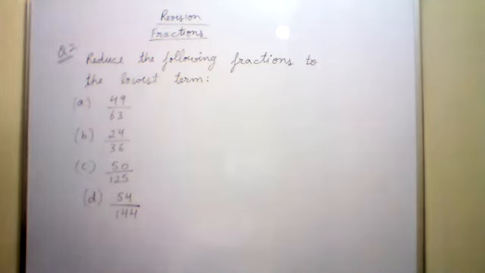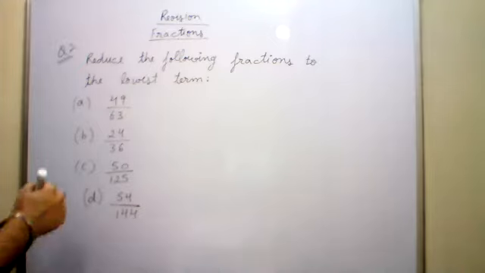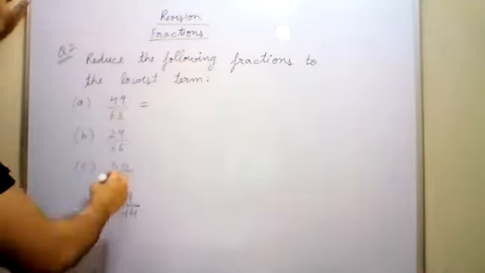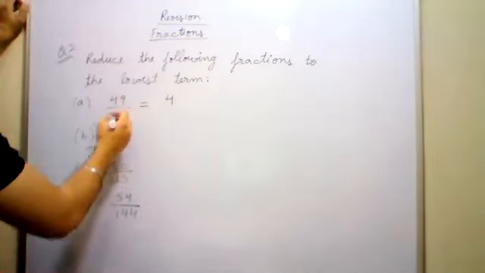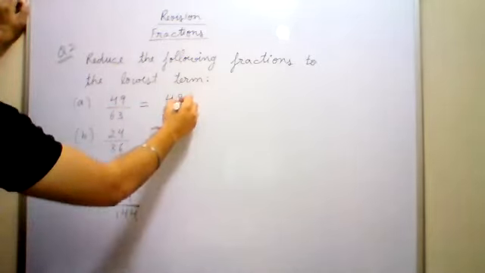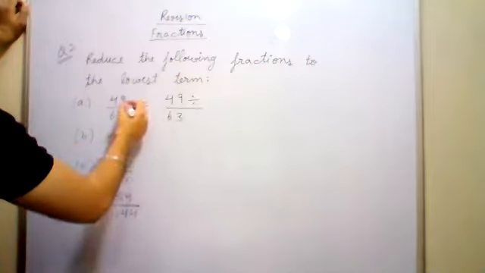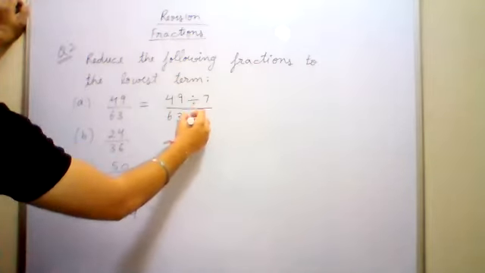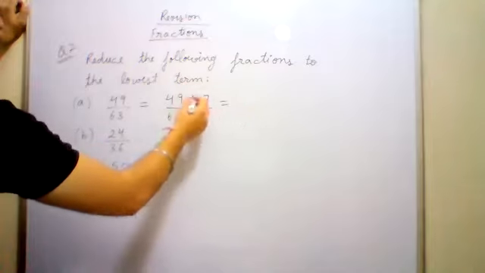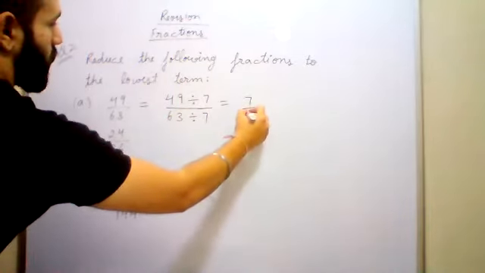Sir, please tell whether my answers are correct or not. I am seeing all the answers. Now I will give you the answers of all these parts. You can see I'm telling all the answers on the board. You can check from here. So, HCF of 49 and 63 is 7. When you divide 49 and 63 both by 7, you get 7 upon 9 as the answer.